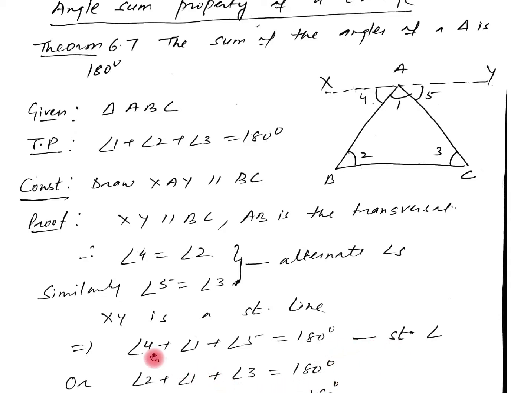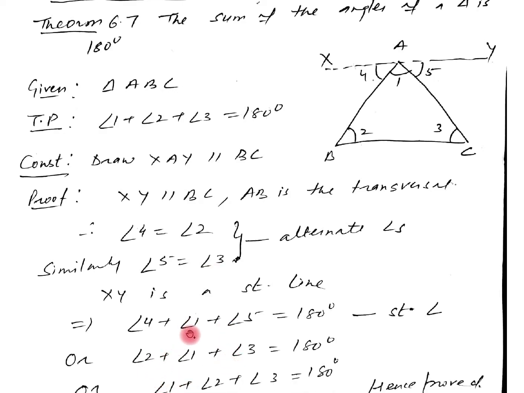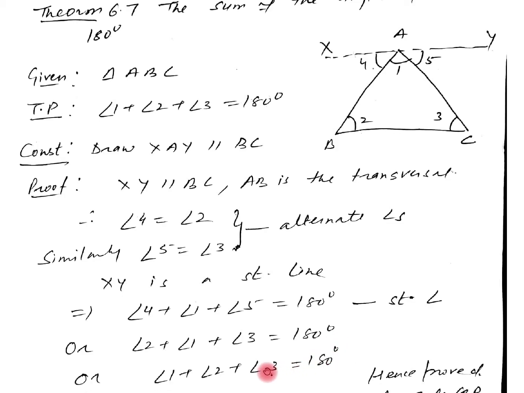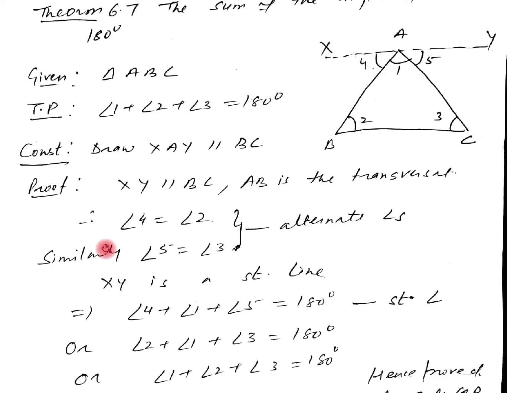Now angle 4 is equal to angle 2, so we can replace angle 4 by angle 2. Angle 1 stays as it is because it is required in the proof, plus angle 5 is equal to angle 3. So we get angle 2 plus angle 1 plus angle 3 equals 180 degrees, or rearranging, angle 1 plus angle 2 plus angle 3 equals 180 degrees, hence proved. This is one of the important theorems of class 9.